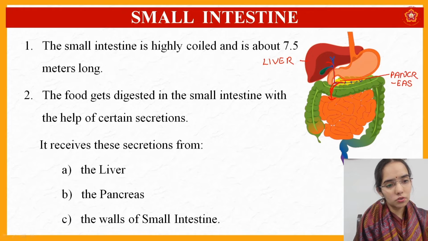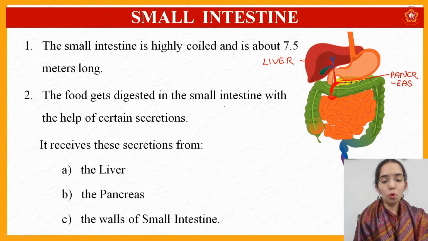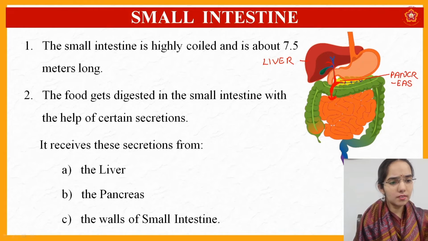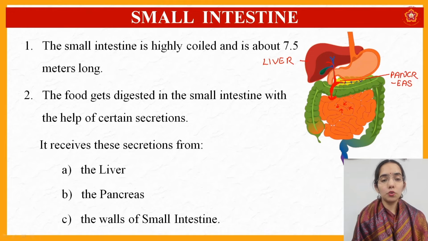So the secretions from the liver and the pancreas go into the small intestine. And the third one is the walls of the small intestine. The walls of the small intestine also secrete certain secretions. All three of them help in the digestion of food in the small intestine.